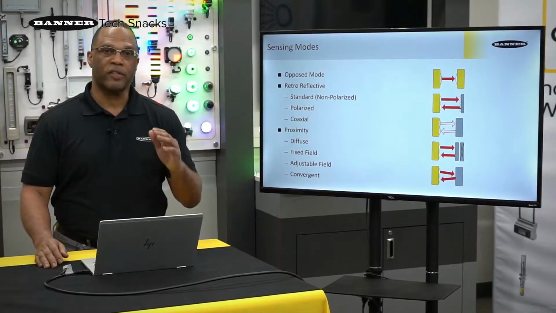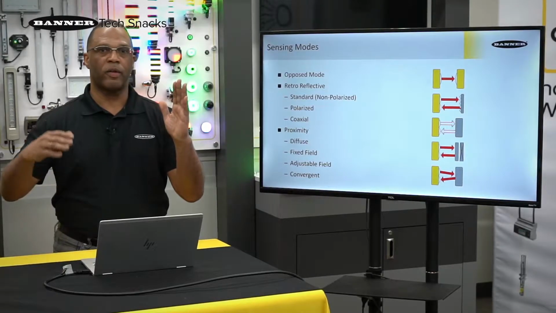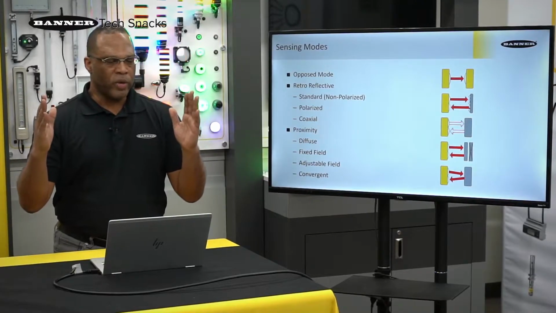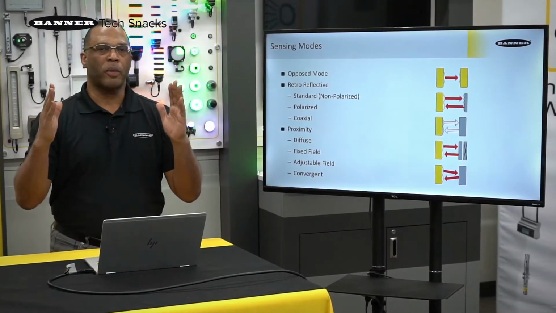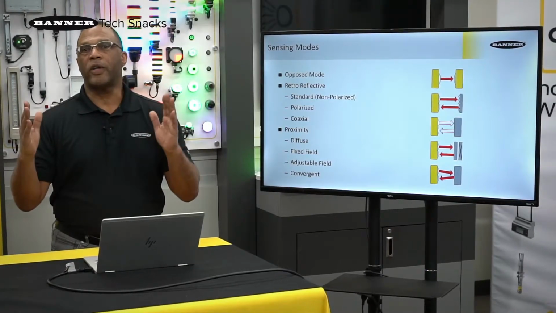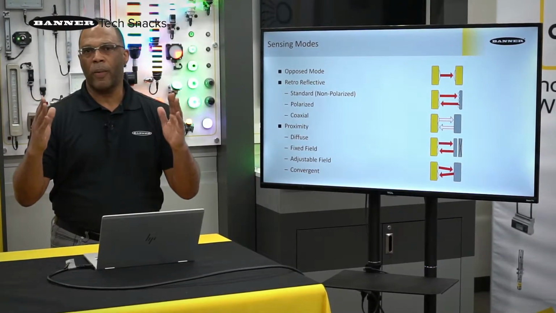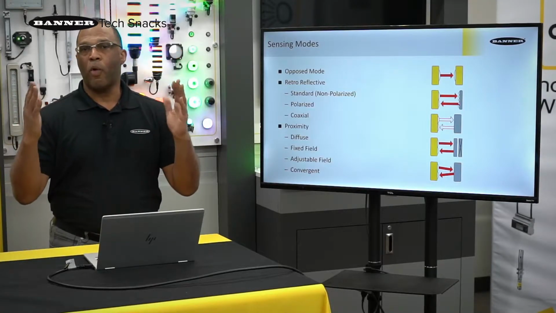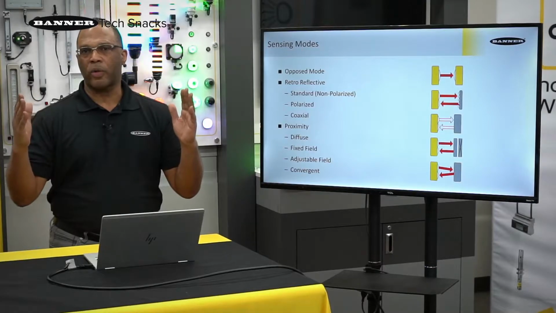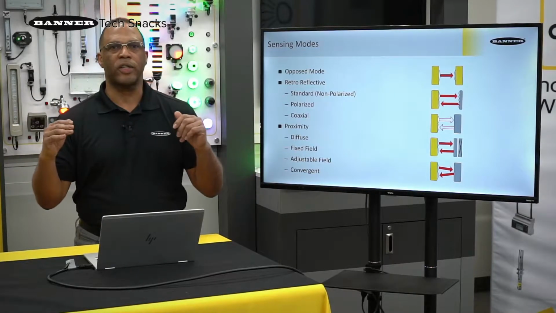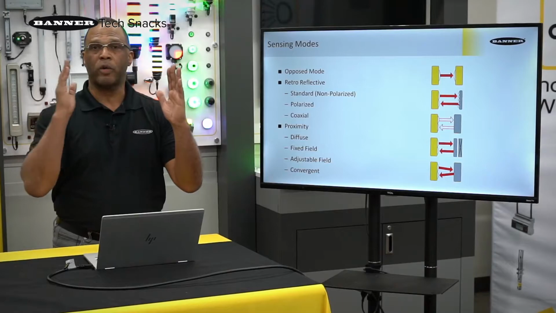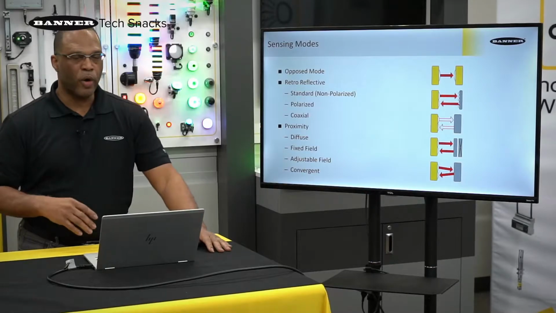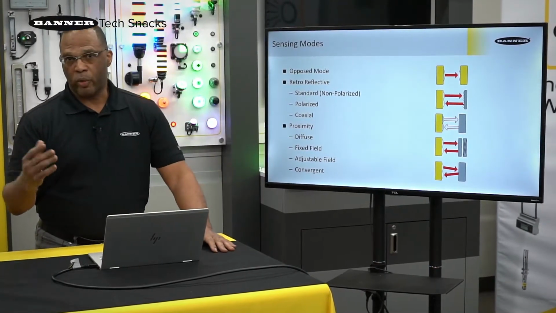The oppose mode consists of an emitter, which is in a separate housing, from the receiver, which is also in its own housing. Why we start with the oppose mode is because it offers the most excess gain. I'll get into excess gain a little bit later, but in general, excess gain is the amount of light energy a sensor gives off. More is better. So you typically want to start with the oppose mode. And the way it works is when an object comes in between the emitter and the receiver, it changes the output on the receiver.